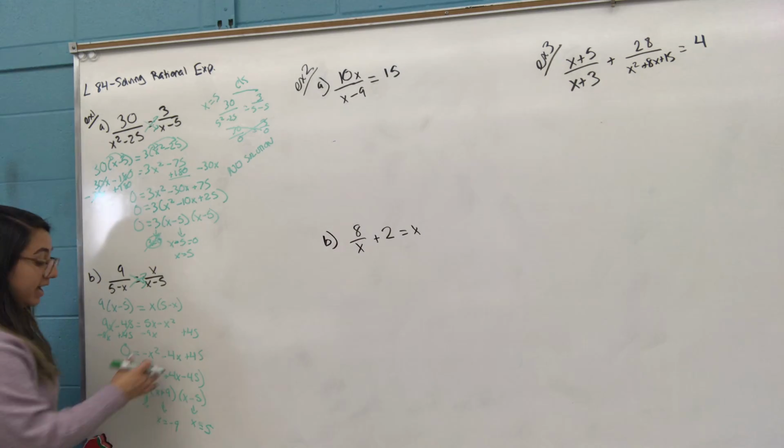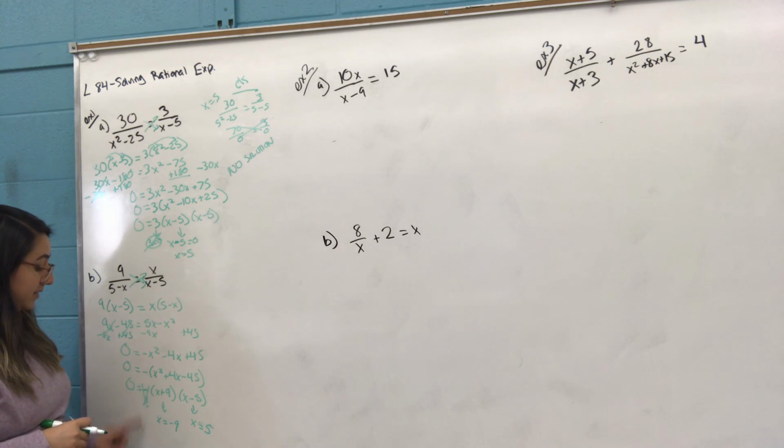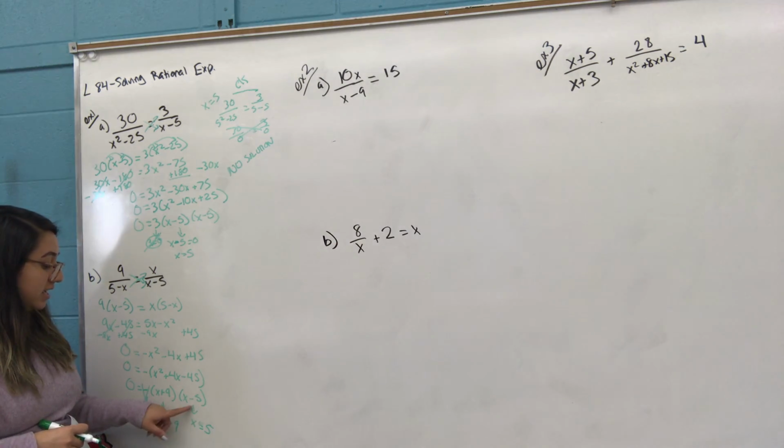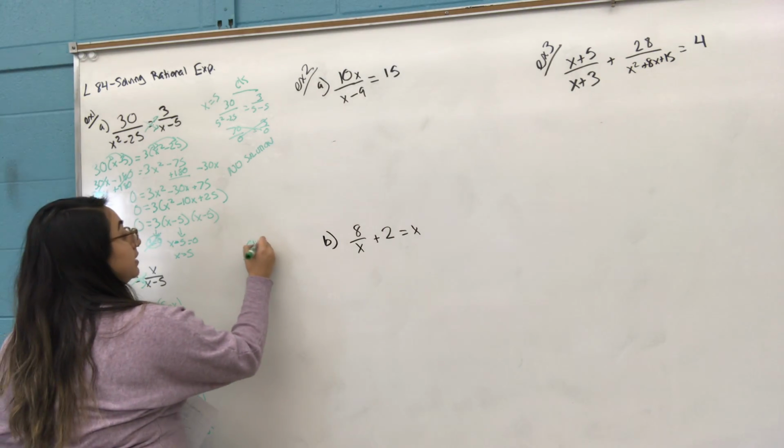Positive 5. So I just skip the step of setting it equal to each other. I just think of opposite signs. Positive 9, because you're going to have to move to the other side. It's going to be negative 9, negative 5, opposite sign, positive 5. Now we have to check our work.